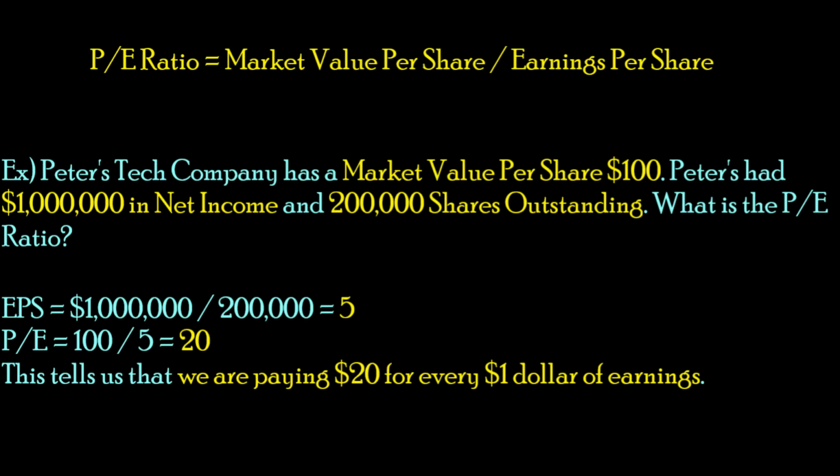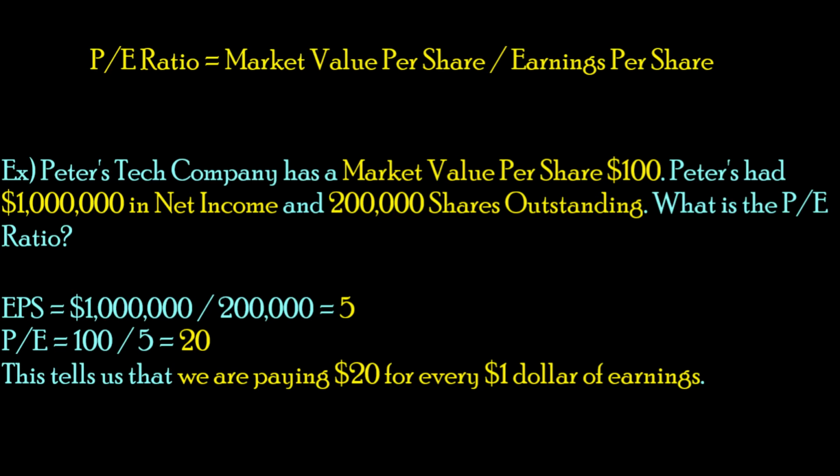So we can look at an example here. Peter's Tech Company has a market value per share of $100. Peter's had $1 million in net income and 200,000 shares outstanding. We have no dividends or preferred dividends to pay out as well. So, what is the PE ratio?